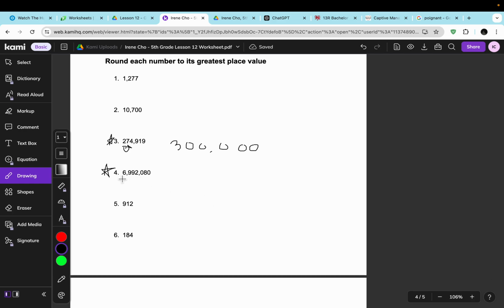So this one is in the millionth place for the 6. We look at the number afterward. It's a 9. The 9 means it's going up. So 9 and up, 5 and up means it's a number that's going up. So it's getting rounded up. So this number will be 7 million.